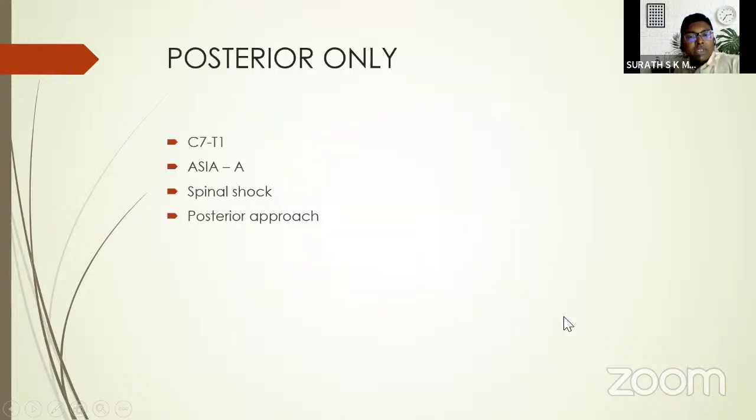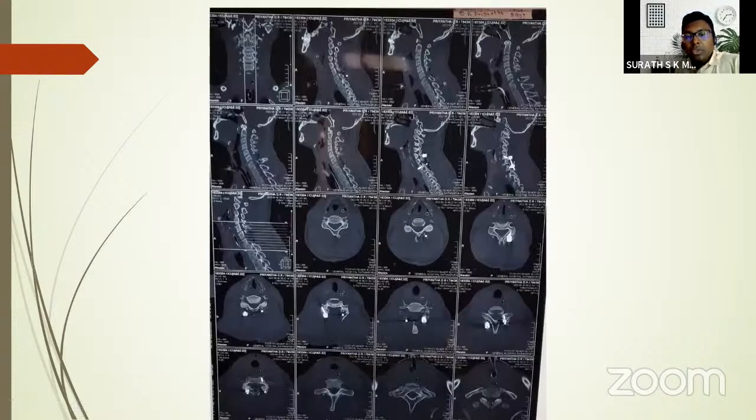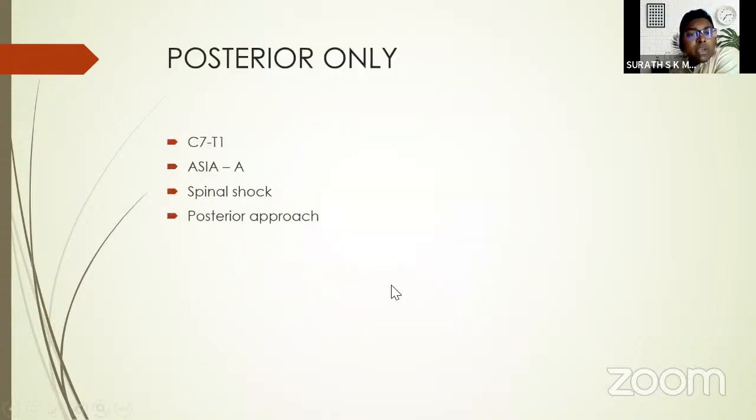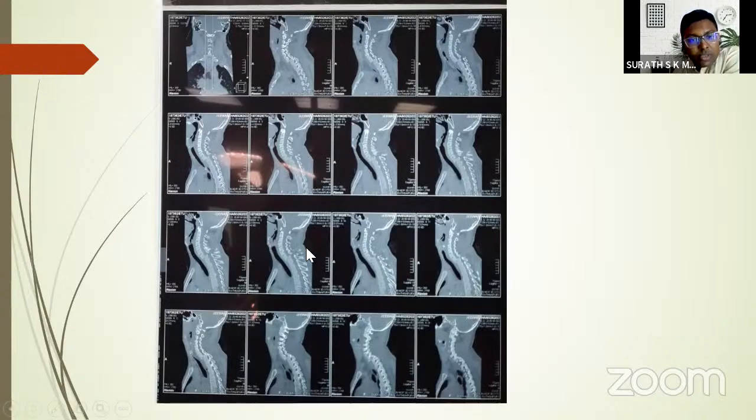Sometimes unilateral fixation rather than bilateral fixation, that is, to use the minimum number of screws and to achieve the maximum stability and biomechanical strength. Another one, this case was done this morning, a C7-T1 fixed dislocation. So you can see C2, 3, 4, 5, 6, 7.